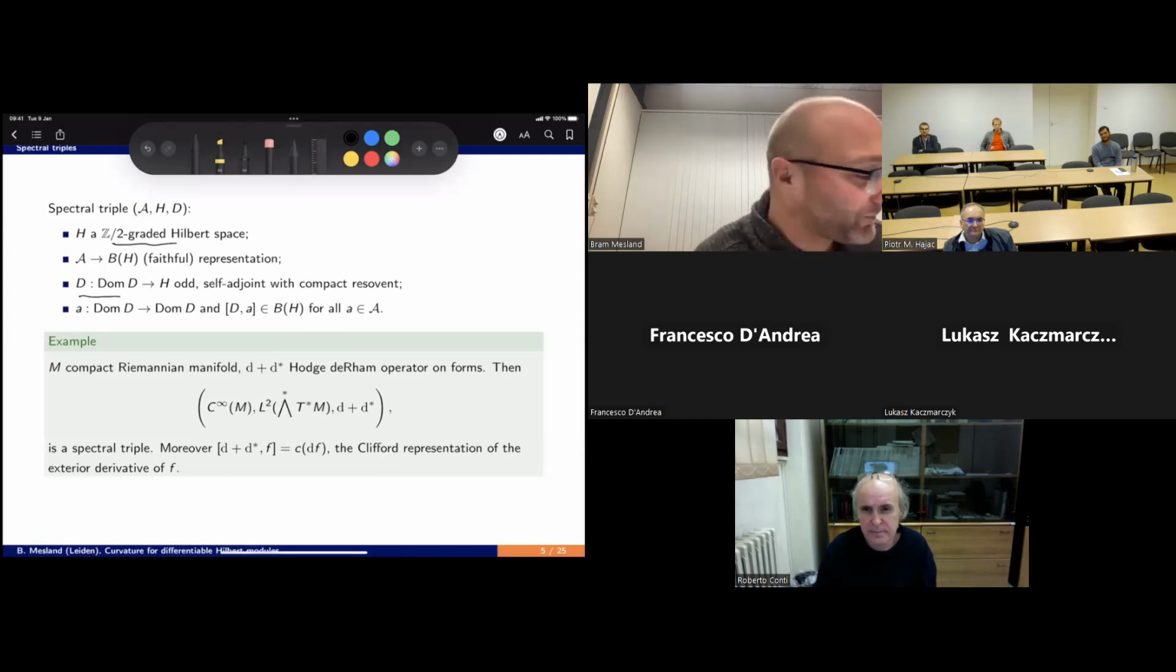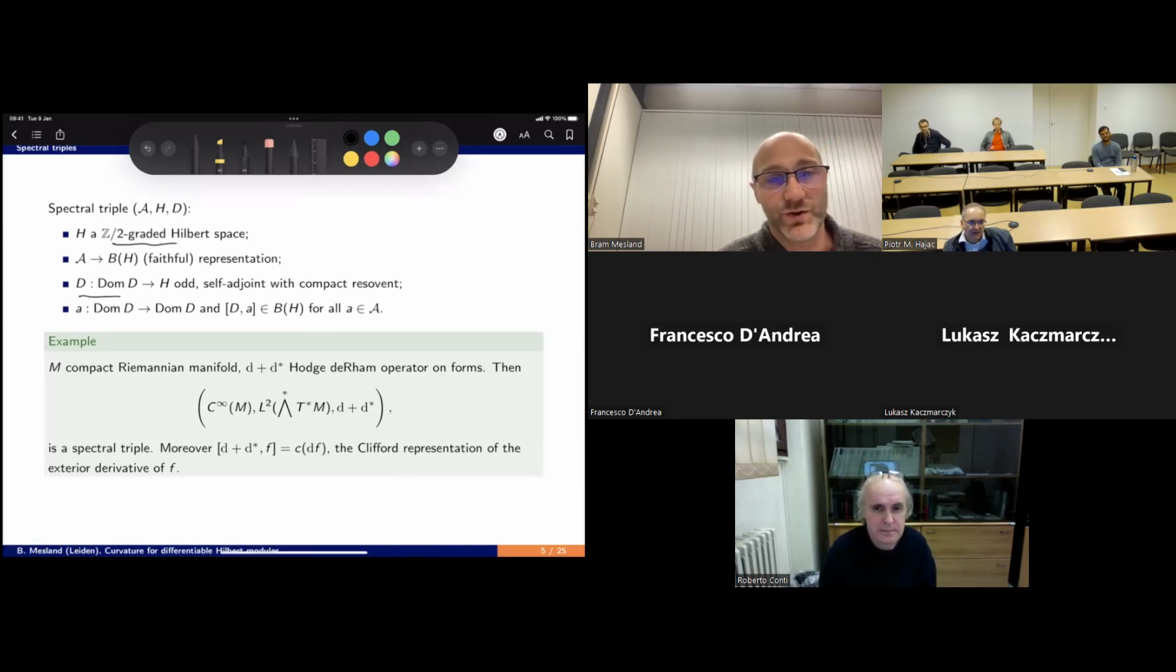And then there is the third point. So operator D, this is odd for the grading. So it flips the two pieces of our Hilbert space, and it's densely defined, self-adjoint, and it will have compact resolvent. So I'm assuming that I'm working with a unital algebra. On the other hand, I think it's also important to comment that actually the compact resolvent in this talk, and in anything I will say, will not play any role, really.